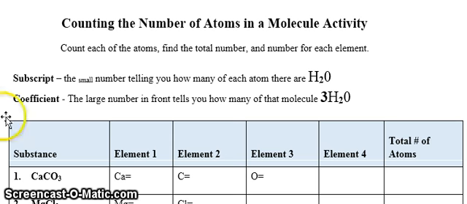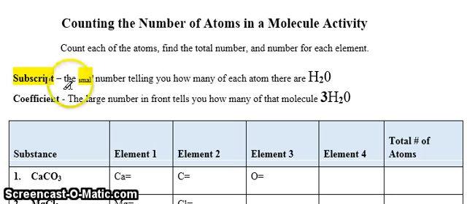Now, the first vocab term to look at is something called a subscript. This is on your Quizlet. Subscript is the small number telling you how many of each atom there are. For example, if you look at H2O, water, you'll see that H has a subscript of 2, and that tells you that there's 2 H's, or 2 hydrogens, and you'll also see that the O has no subscript, and that would mean it has 1. So we don't write the 1 in there, but if there's no subscript, that just means there's 1. So really, H2O is the same as H2O1.